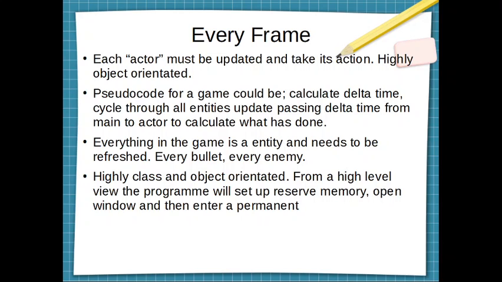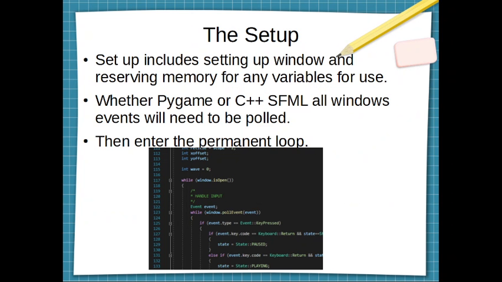Thinking about it at a high level, you're probably going to calculate your delta time at the top of your main loop. So you're going to have a while true in Python or something similar, and then you're going to pass it to every single object, every bullet, everything that needs to be refreshed, and call a function which usually programmers just call update for simplicity.